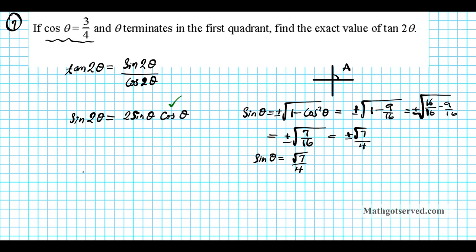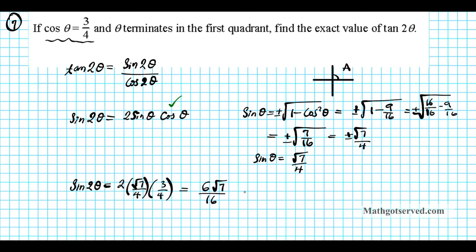So we're ready to compute the value of sine 2 theta. So sine 2 theta is going to be 2 times sine theta, which is root 7 over 4, times cosine theta, which is 3 over 4. Okay, you have to be careful multiplying here. 2 and 3 are integers, so you multiply them together. 6, and the radical stays alone. Root 7 divided by 16.